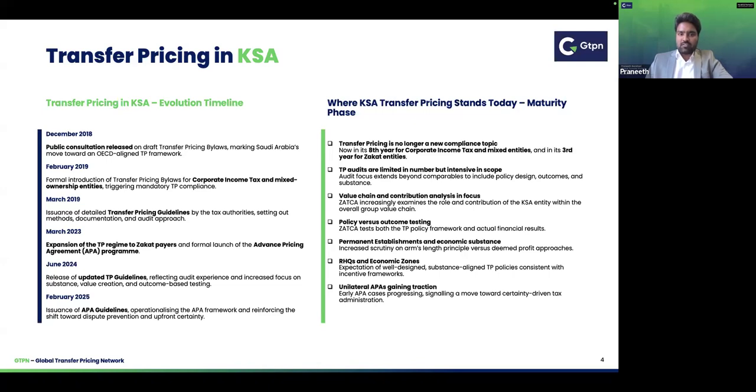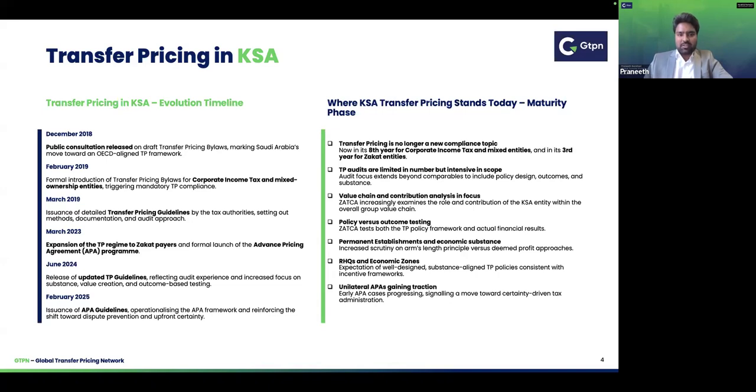There is a lot of lens or radar from the ZATCA standpoint while looking at the profit attribution to PE. And then you have RHQs and SEZ frameworks. While these are seen as landmark frameworks towards the Vision 2030 initiatives, the TP policy framework plays a pivotal role, because at the end of the day, ZATCA wants to ensure that the tax incentives they're offering yield good substance and value creation happening in the Kingdom.